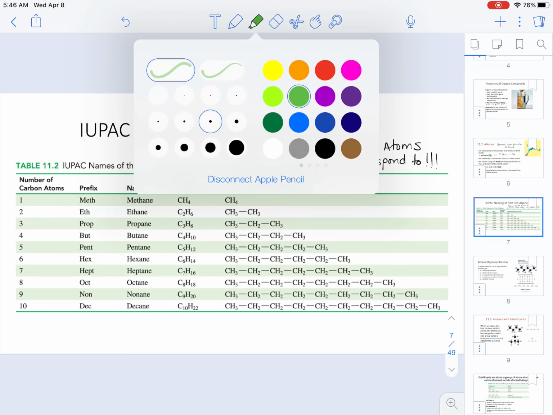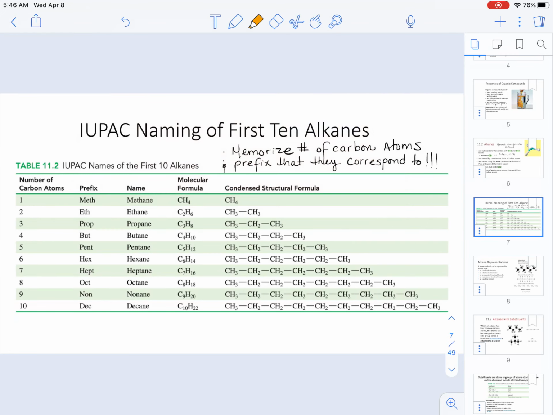So it is essential in organic chemistry that you're able to do this. So again, memorize the number of carbon atoms and the prefix that they correspond to. As you can see, if your alkane has 1 carbon, then the prefix is meth, and because it is an alkane, we're going to call it methane.